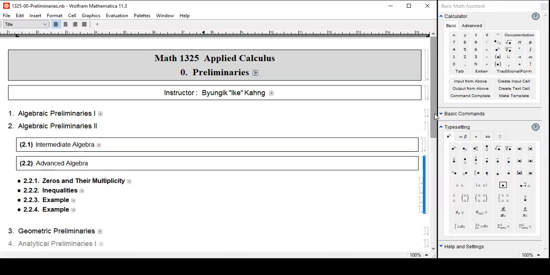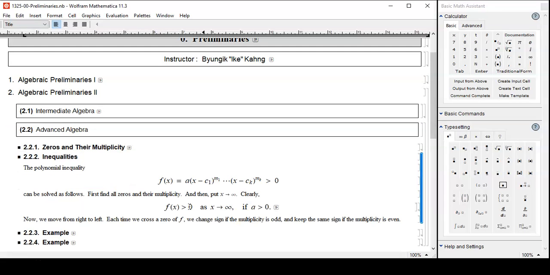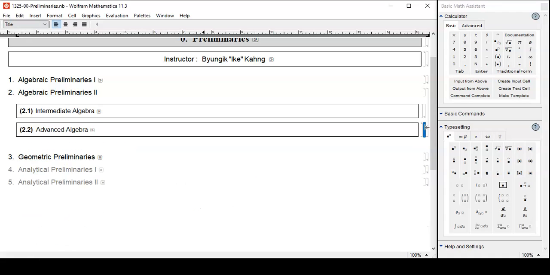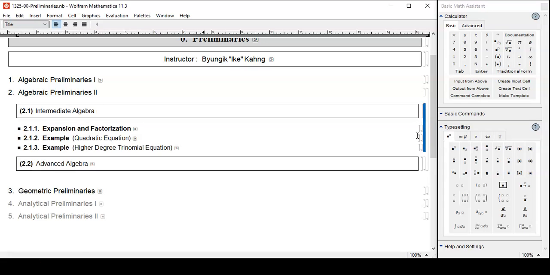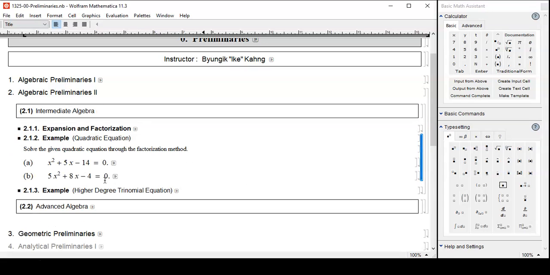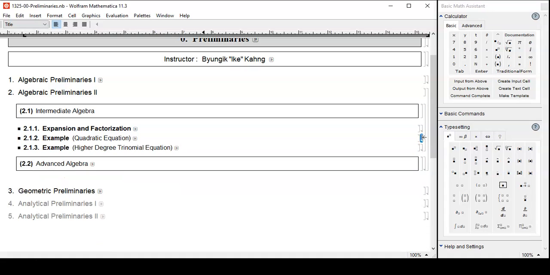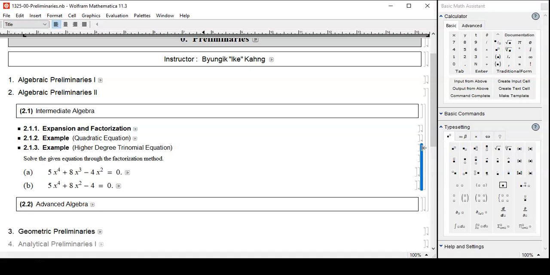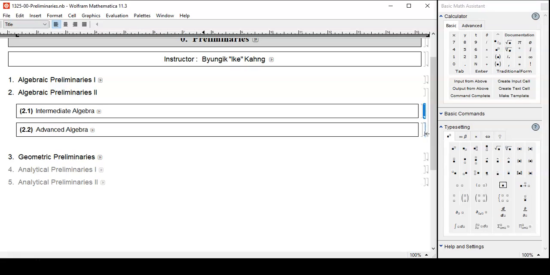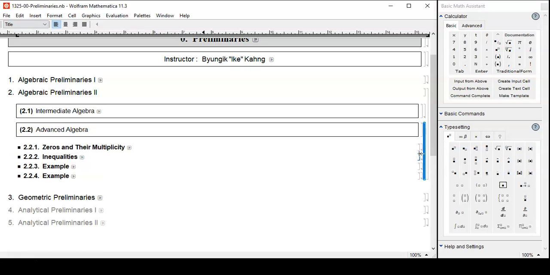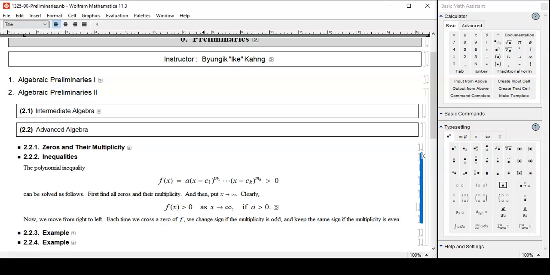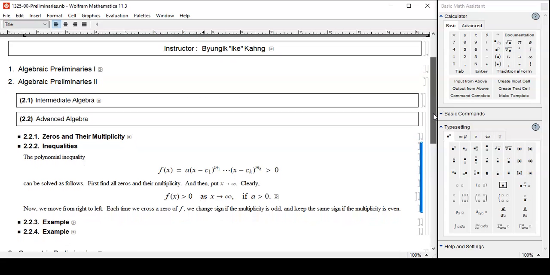In any case, at this level, the focus of attention is the inequality. How do we deal with inequalities? By the way, in the review of intermediate algebra, our focus of attention was equations. Remember? Equations and then factorizations, those kind of things. Now, equations equal to 0 versus inequalities. Which is easier? Which is harder? Of course, inequalities are harder, so that's a bit advanced. Let's talk about that.